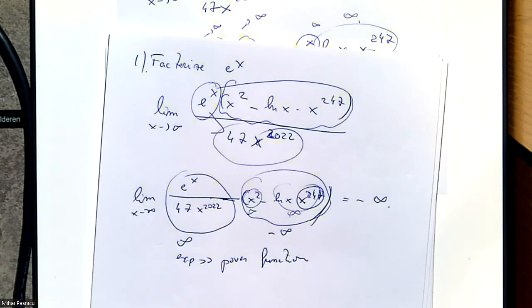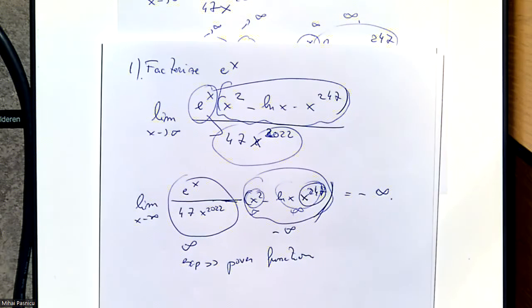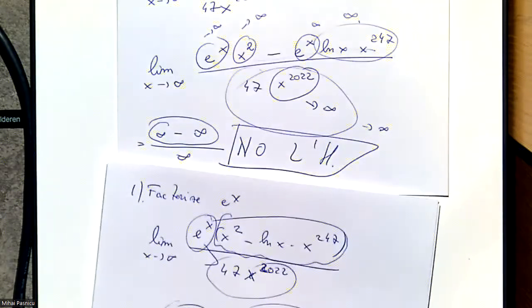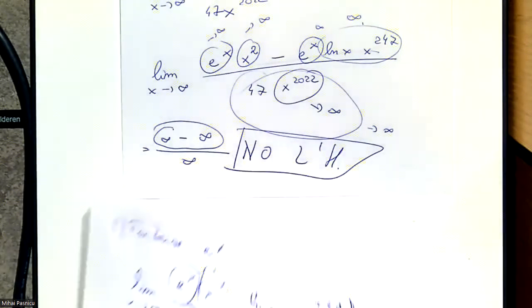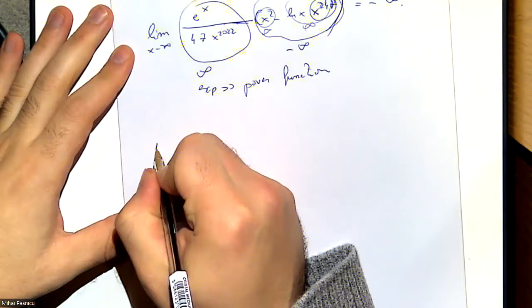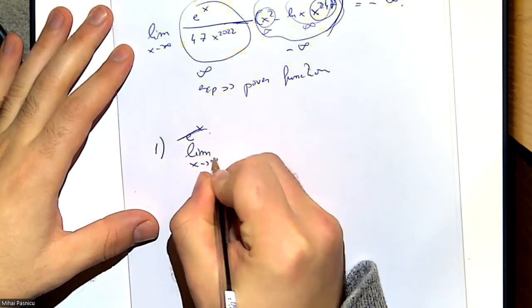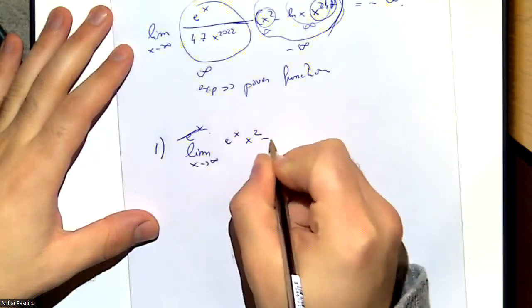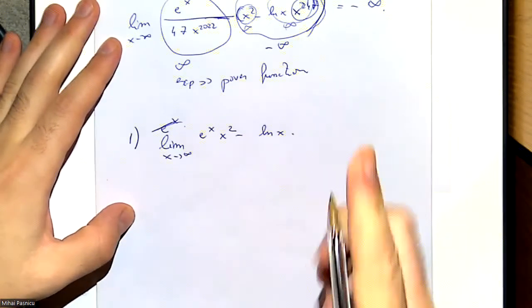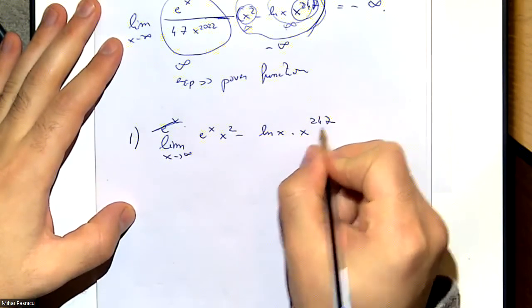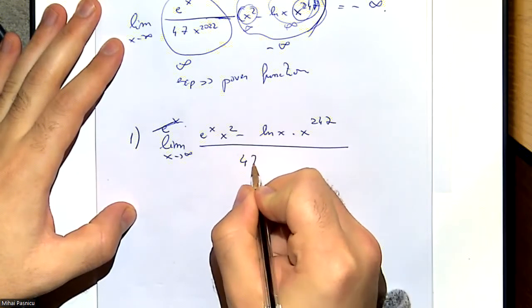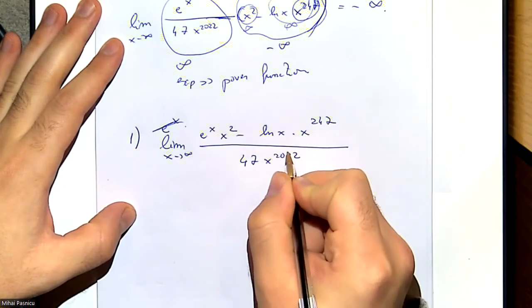So factorization is really strong. Now, I said I'm going to generalize this method, which is dividing by the strongest thing. So another solution, which I personally prefer because it's much cleaner than this, is dividing the fraction by e to the power of x. So my fraction was initially limit when x goes to infinity of e to the x, x squared, log of x to the 247, over x to the 2022.